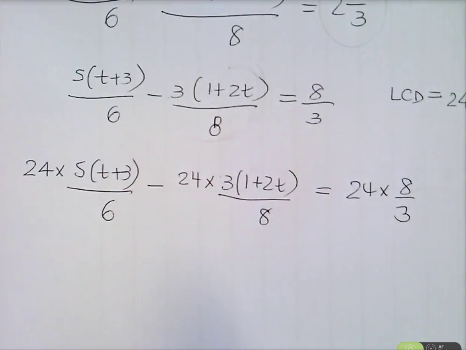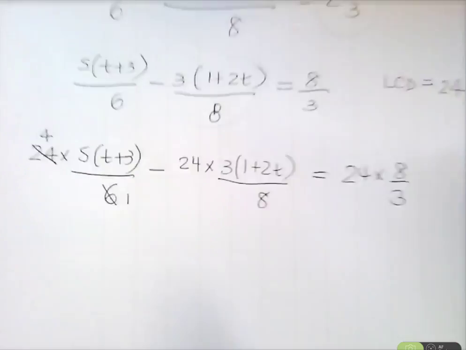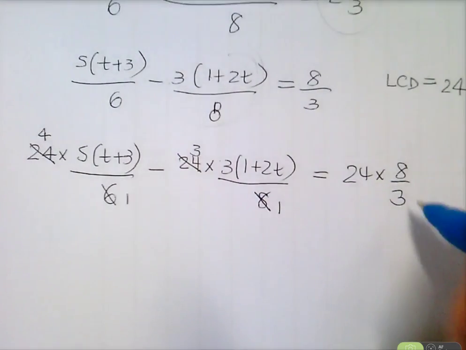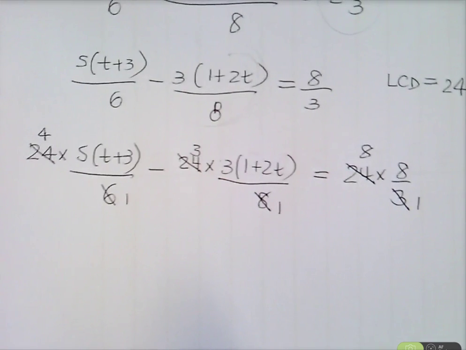Girls, are we okay with multiplying everything by 24? Do you know why I'm doing it? Watch what I'm going to do. 6 goes into 24 4 times. 8 goes into 24 3 times. 3 goes into 24 8 times. I just demolished my denominator. I don't have one left. They're all 1. That is the idea of doing this.